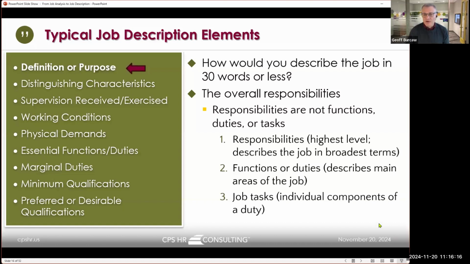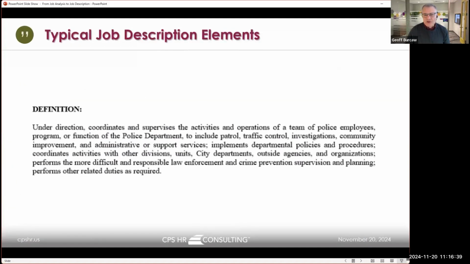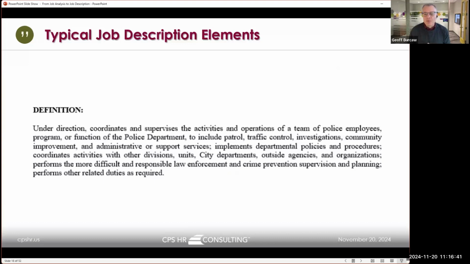But then my point here is to watch out with those terms. What we're going to have listed in the definition of purpose really is going to be the responsibilities. But then when we get down to the functions or duties, it's going to be a matter of taking our job tasks and rolling those up into the job duties. I'll show you that in a second. But so the general definition is broad.